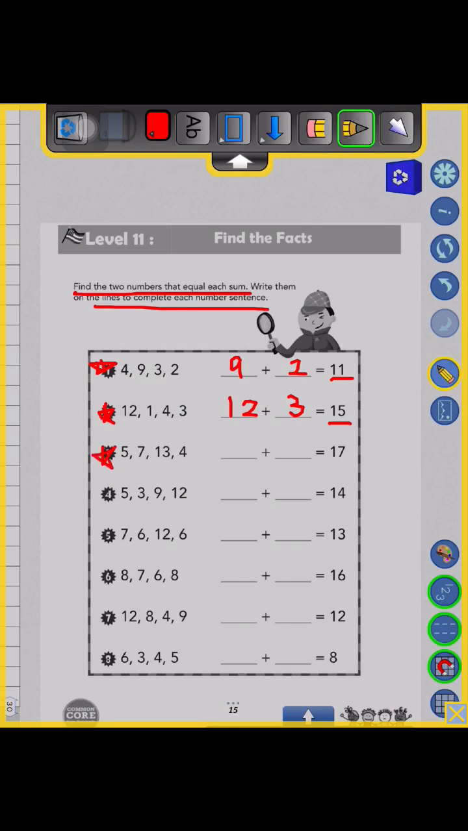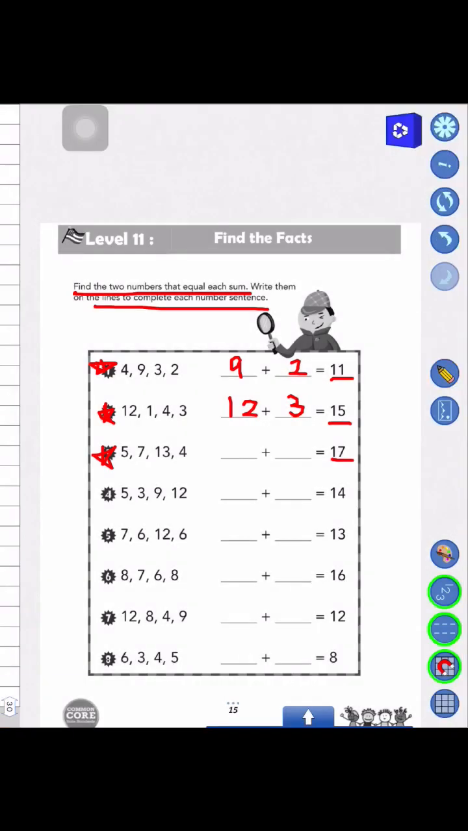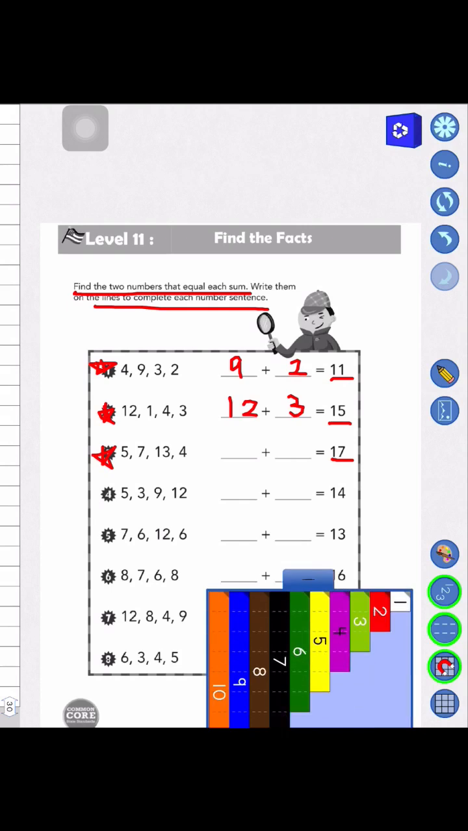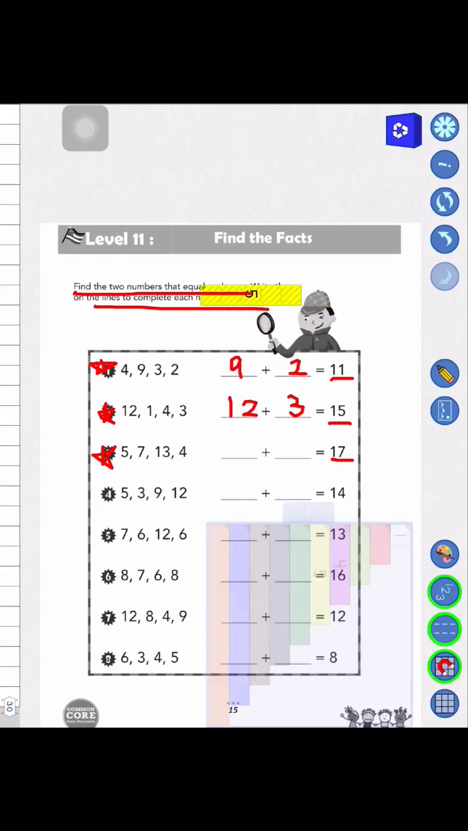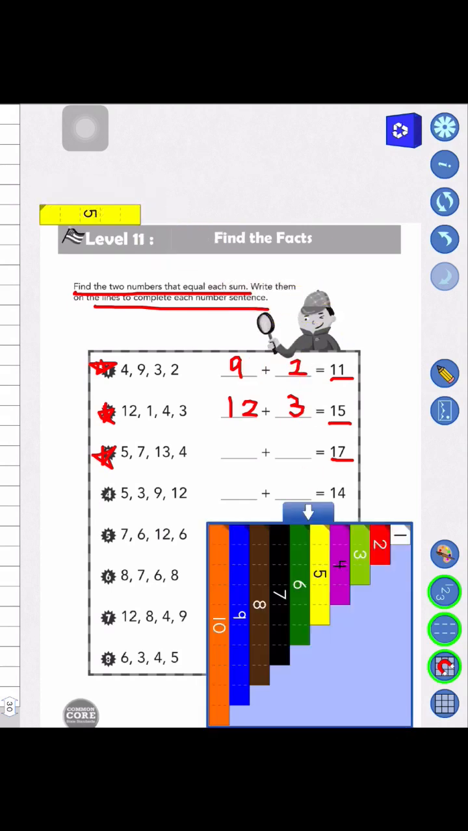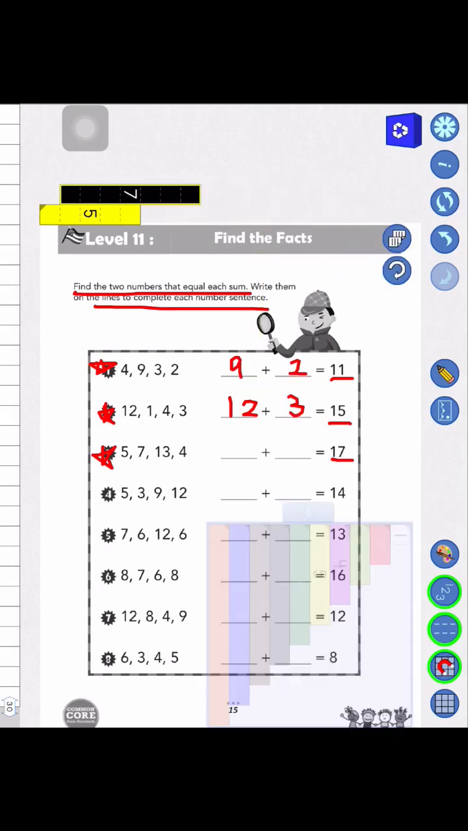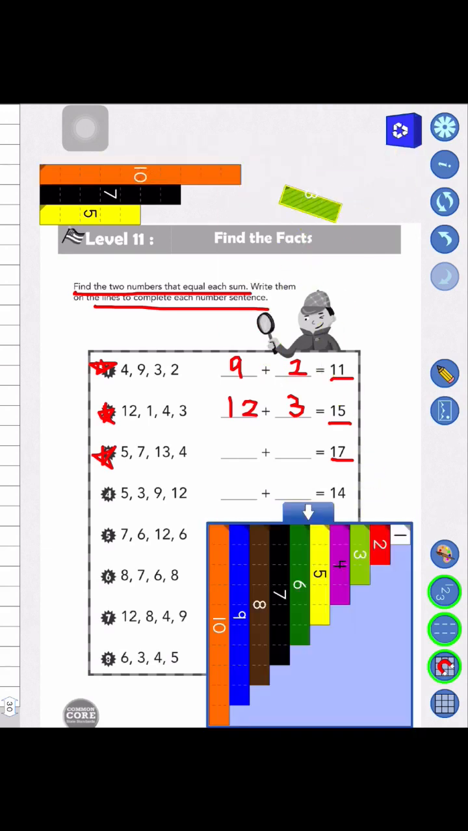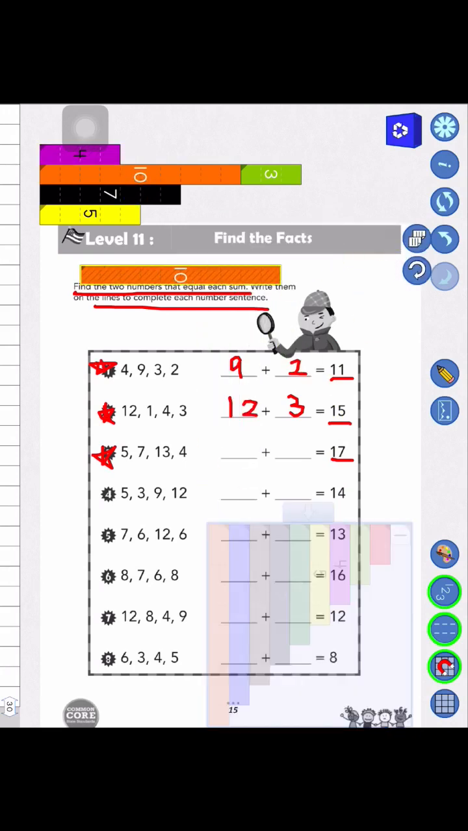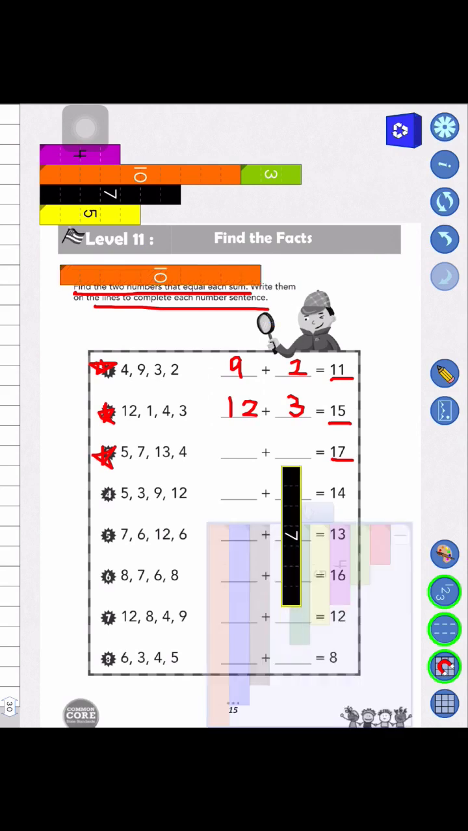Question 3, we have number 5, number 7, number 13, and number 4, and the sum is 17. So let's get the cautionary rock. We have number 5, number 7, 13. So 13 is 1, 10, and 3. So we got a number 10 rock and number 3 rock to represent 13. And also number 4. So the sum is 17. So 17 is 1, 10, and 7. So we get number 10 and number 7.